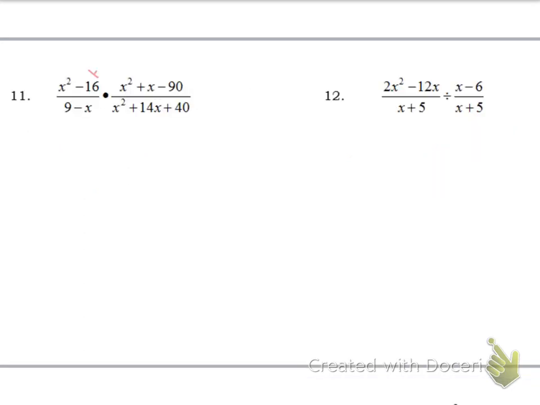Okay, multiplies to -16, adds to 0 is going to be 4 and -4. If you want to represent this as a big fraction bar, multiplies to -90, adds to 1 is going to be a +10 and a -1. Multiplies to 40, adds to 14 is going to be 10 and 4.